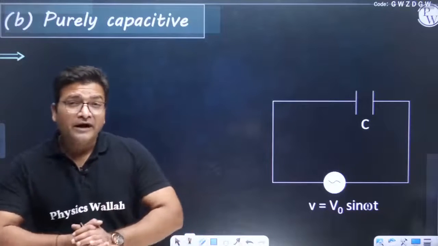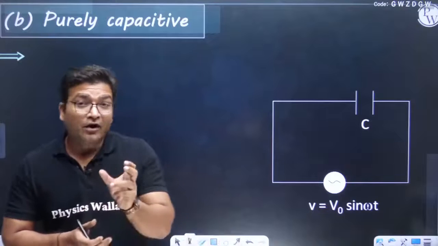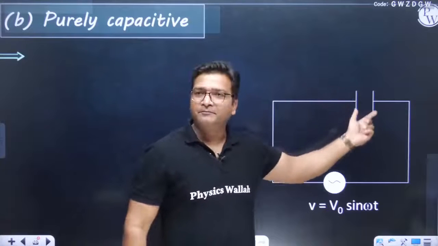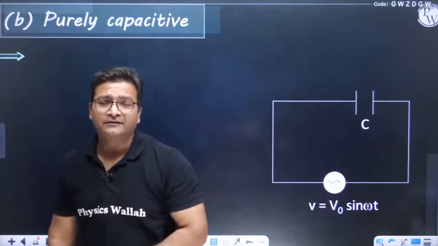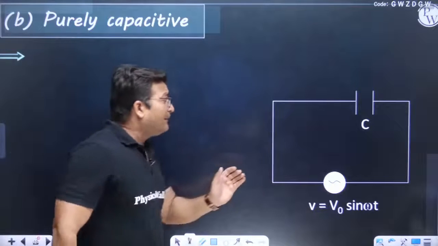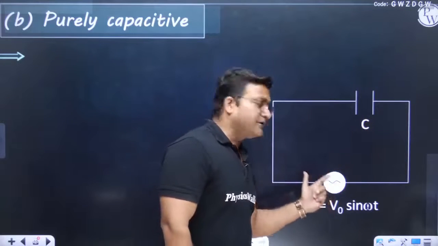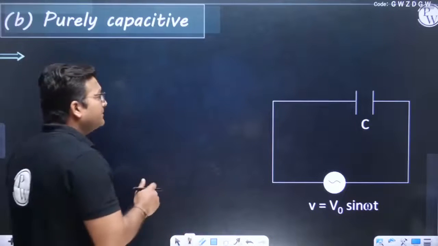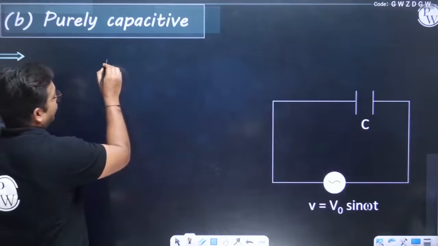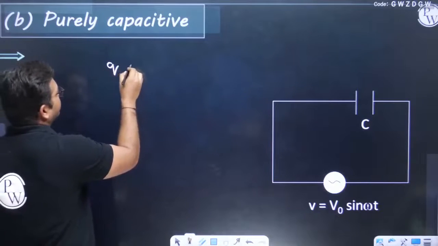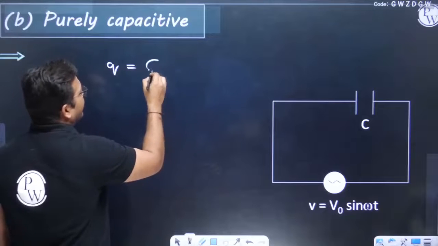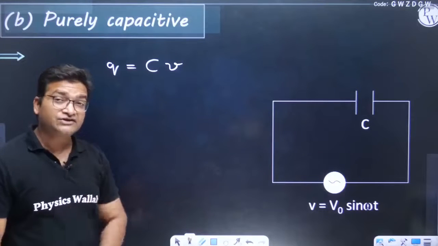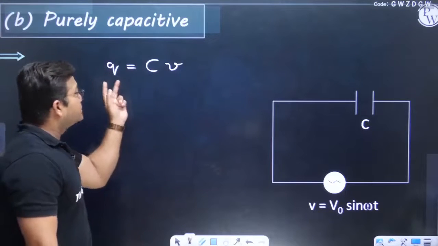So now we know how a resistor behaves in an alternating circuit. Suppose we have a pure capacitor. Pure capacitor means there is no resistance in it. We apply this capacitor across an alternating voltage. By the fundamentals of a capacitor, the charge on the capacitor is equal to the capacitance times the voltage across it.